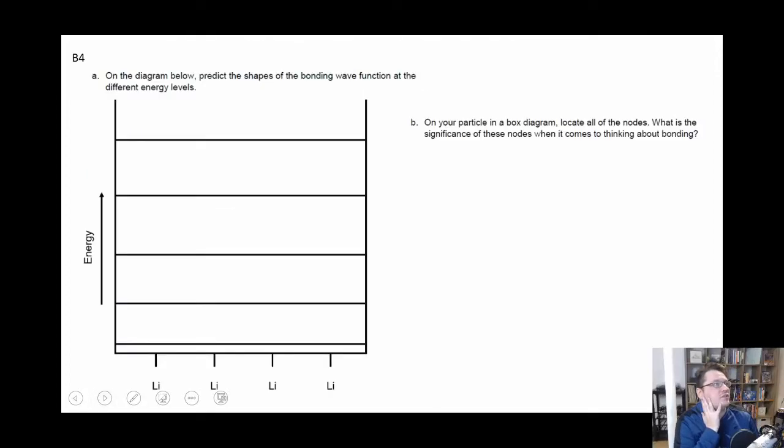All right, B4. So this is the lithium problem with particle in a box. We can take the particle in a box theory and apply it to actual chemical concepts and get an understanding of it.